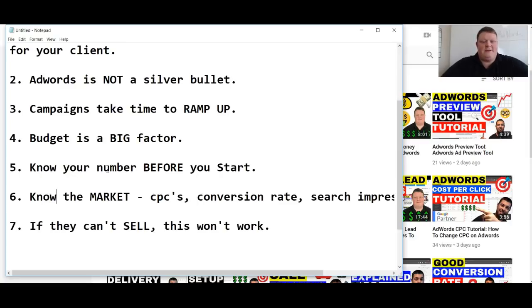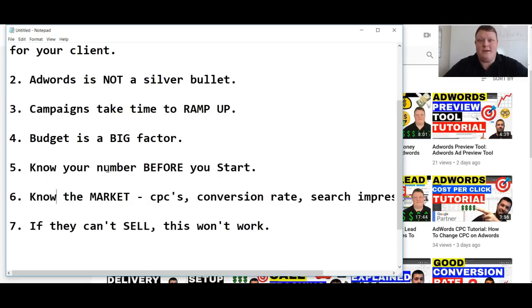Last but not least, if your client cannot sell, this isn't going to work. Sorry. It's a tough pill to swallow for a lot of people. People ask me all the time, what's the best niche to target when it comes to selling AdWords? And my response is, you ready? You looking? Find companies that can sell. Because if you can find a company that can sell, your life is going to be so much easier.